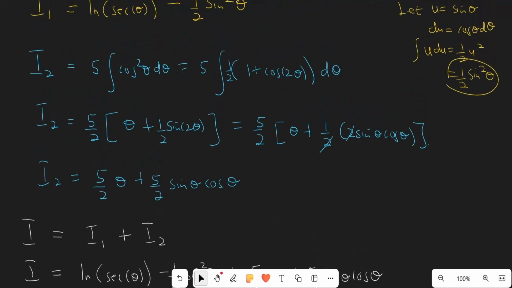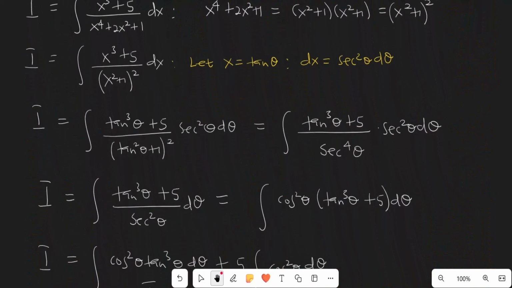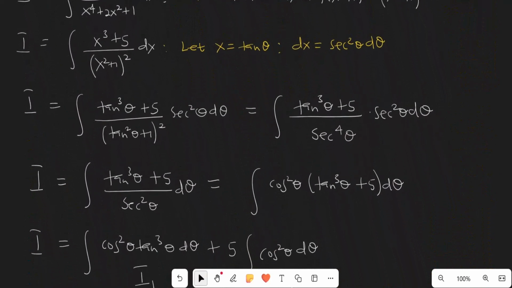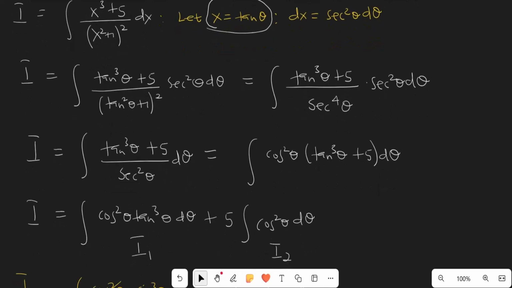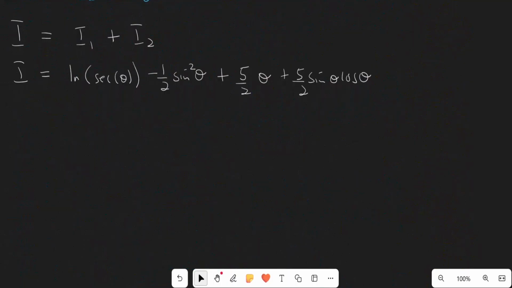Our original integral was in terms of x, but our final answer is in terms of theta. So we are not done. We have to move from the theta world into the x world. So we can move back into the x world using this one. x is going to be equal to the tan of theta. That was our initial substitution. So we can draw a right triangle here.